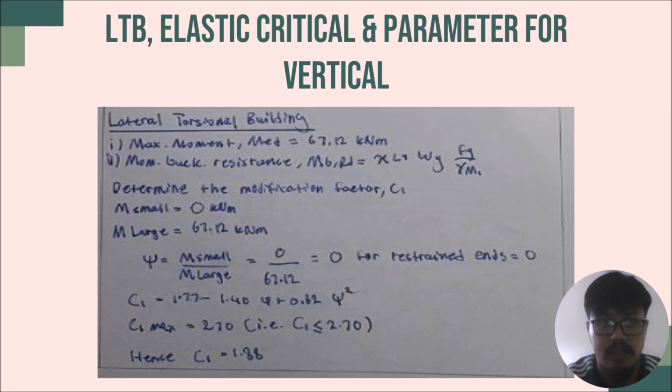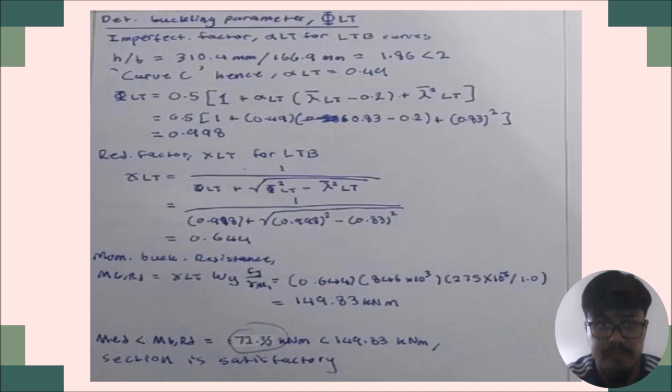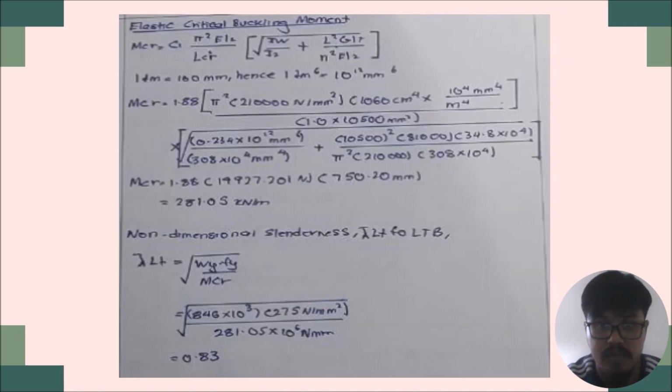For lateral torsional buckling, elastic critical buckling, and buckling, you can see that after we calculate, all the calculations are similar. The only difference is that we put different loads depending on whether it is a horizontal or vertical beam. So all the calculations are similar. You can see that the buckling checks for the horizontal beam are all approved, and also for the vertical.